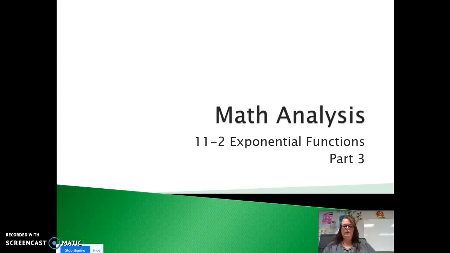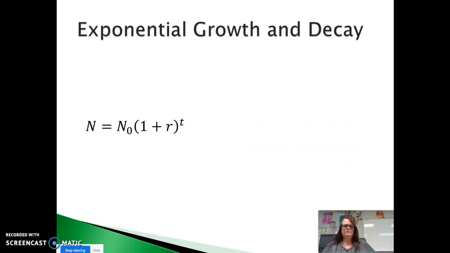So in part 3, we're going to learn some formulas that are going to help us apply things about exponential functions to actual real life situations. So these formulas are going to be talking about exponential growth and decay. And so the first one is talking about like population.